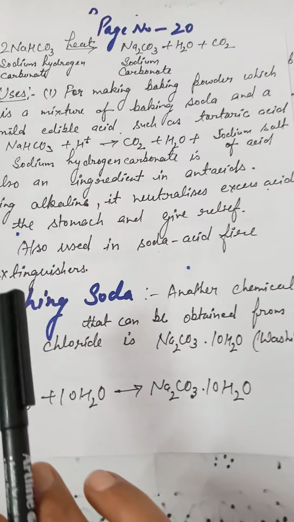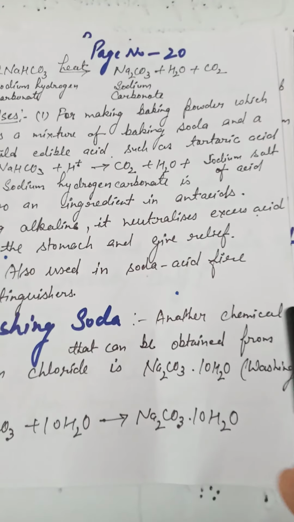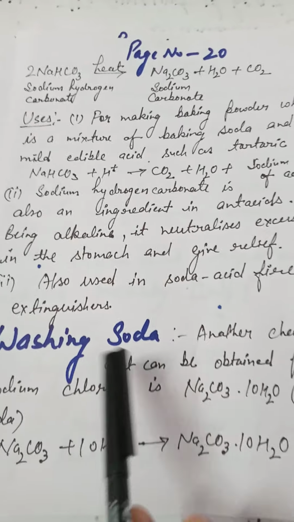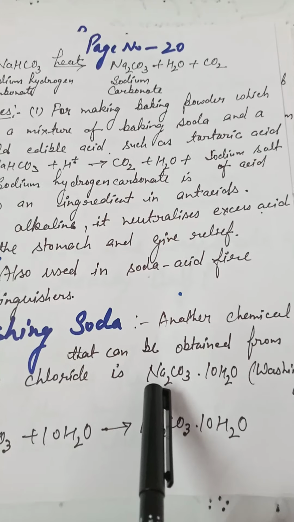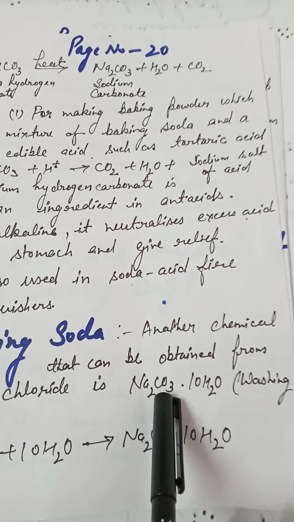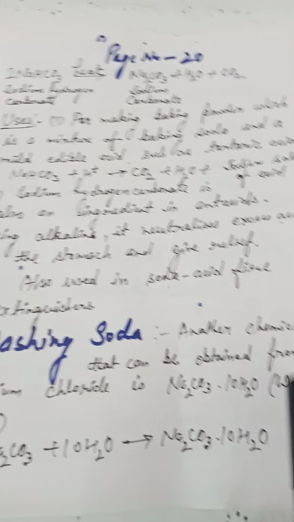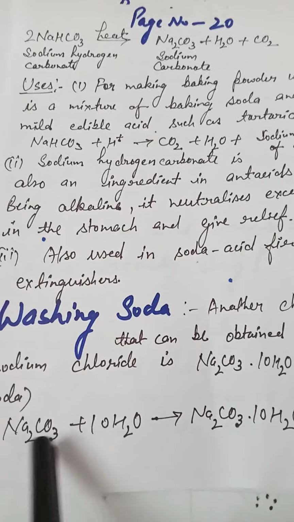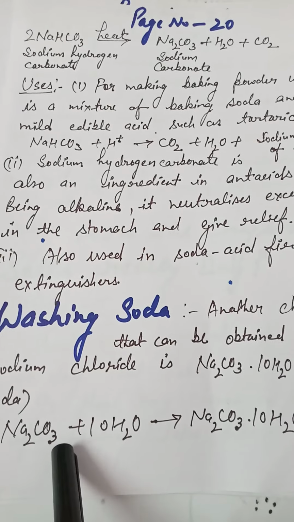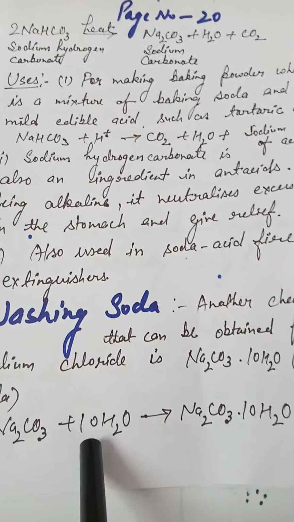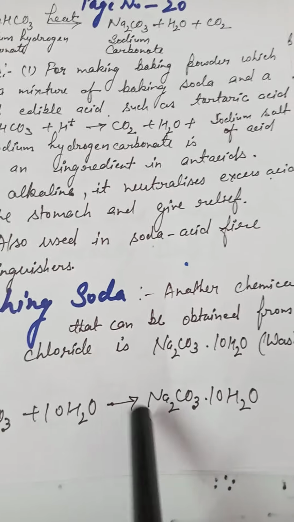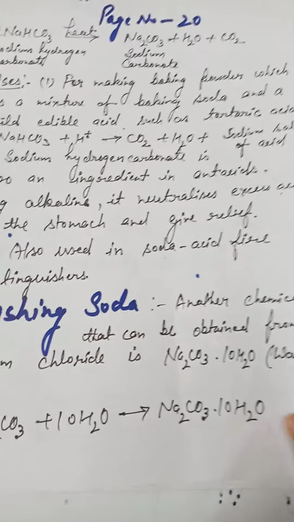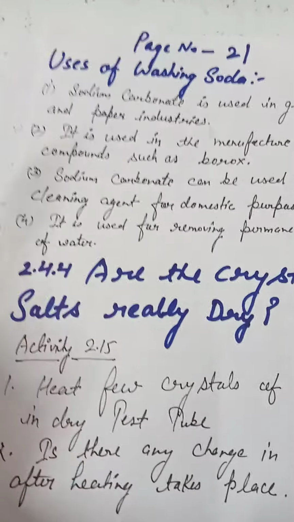Now the next is washing soda. Another chemical that can be obtained from sodium chloride is called washing soda, and the formula is given here: Na2CO3.10H2O, and its name is washing soda. The reaction is given here: whenever sodium carbonate Na2CO3 combines with 10 water molecules, it always forms Na2CO3.10H2O. It's the formula for washing soda.